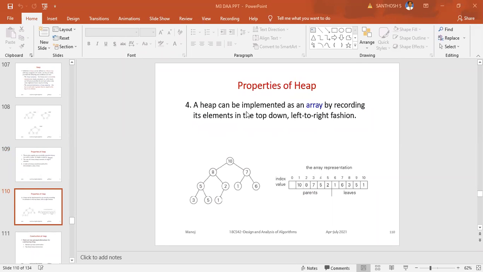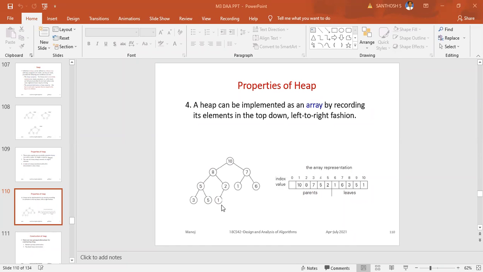Fourth property: the heap can be implemented as an array by recording its elements in top-down, left-to-right fashion. So this is the heap we have considered. Index 0 you don't have anything. First start from the root node, top to down and left to right. First comes 10. At the next level you go from left to right, so 8 comes first, 7 comes next. After 8 you will get 5 and 2. Next you will get 1 and 6. So finally you will get 3, 5, 1.